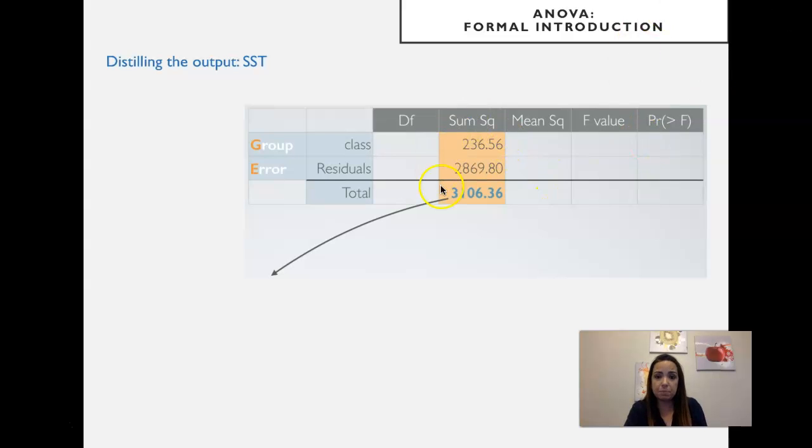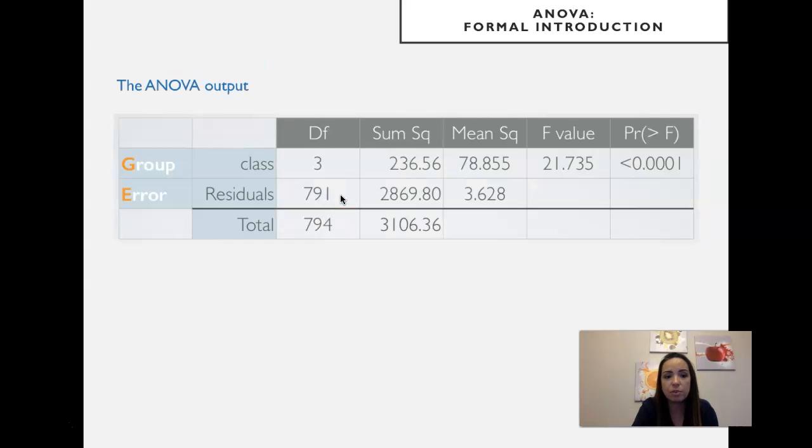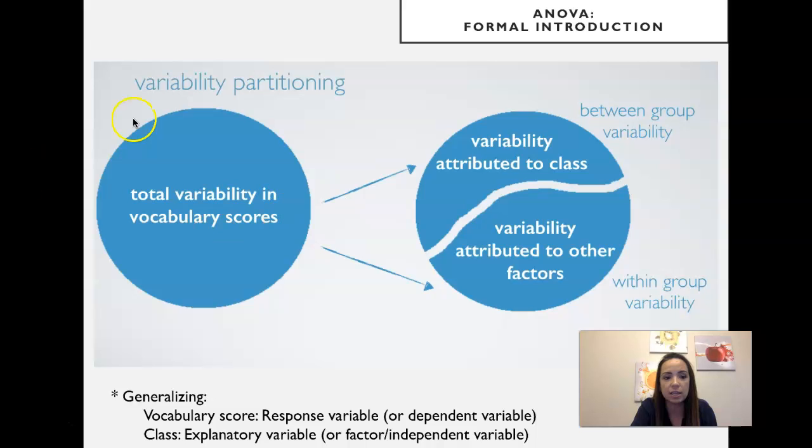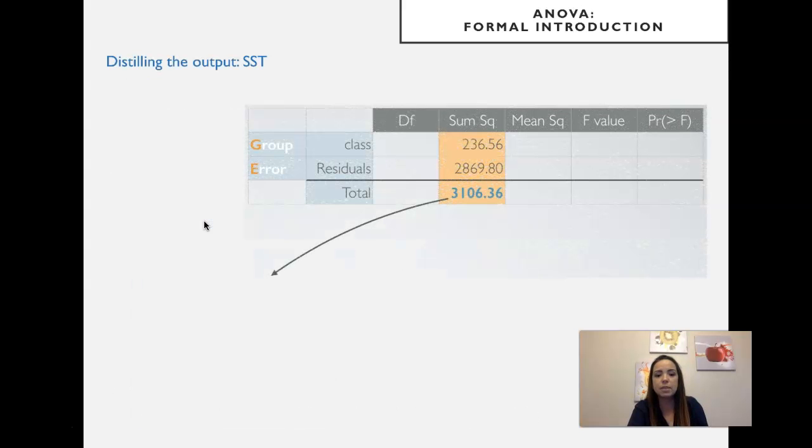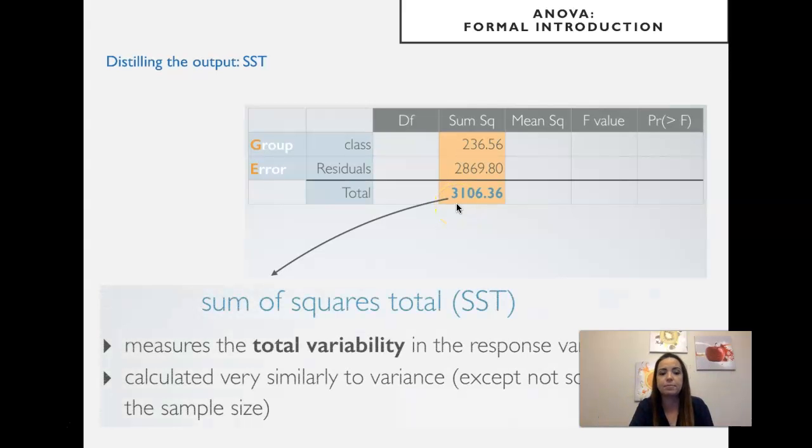Let's start with this piece, the sums of squares. Remember I said we have a bucket of overall variability to be explained, and that's your total variability. So total reflects numerically the size of the bucket that we start with to explain, all right? So this is this variable here. It's telling us the size of that circle.